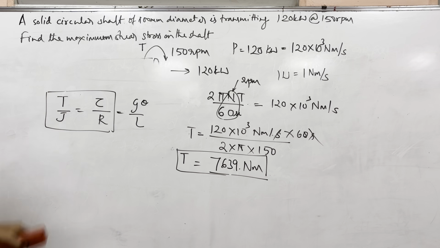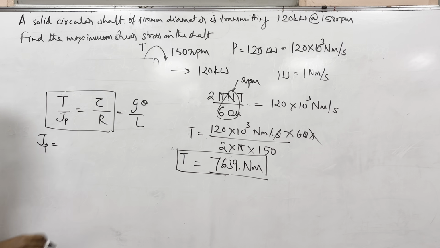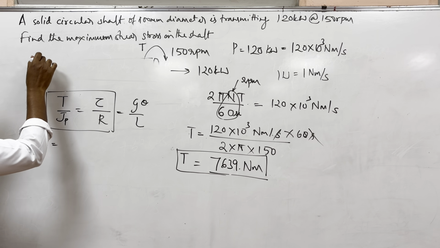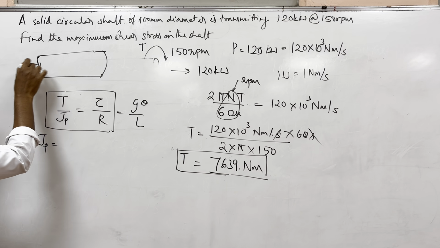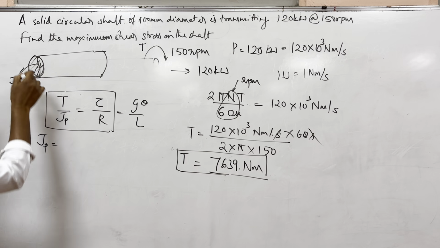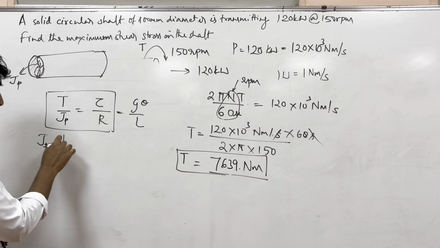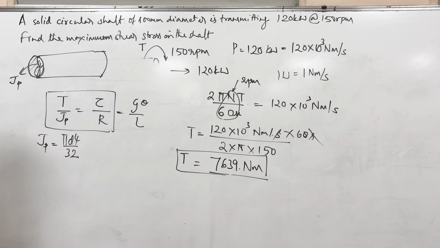And now I am substituting this, but before I substitute, I need to know what JP, the polar modulus, is. So what is the JP formula for circular shafts? A shaft which is circular. It is a circular section. The formula is pi d to the power of 4 divided by 32.